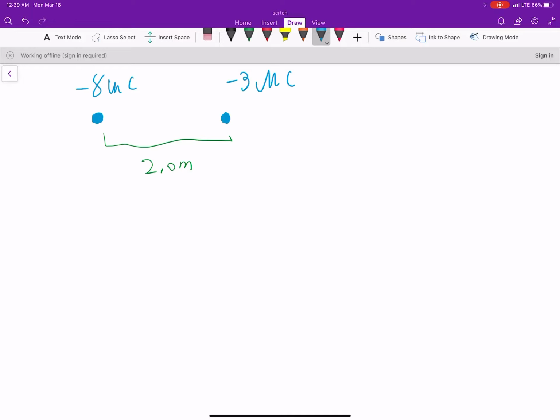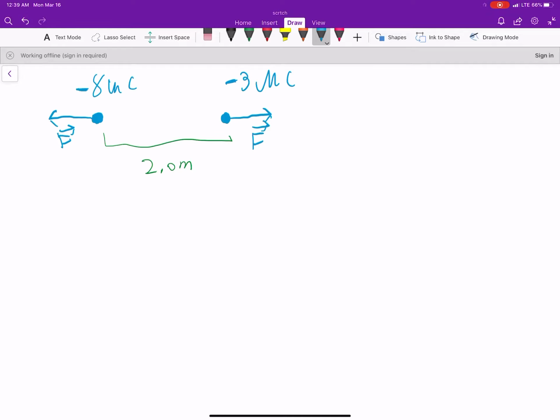The fact that the signs are the same means that they're going to repel each other. They want to get away from each other. If the charges were different, then they would attract each other. But since they're both negative, they both repel each other.